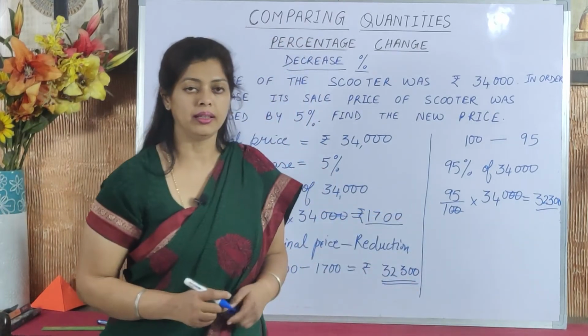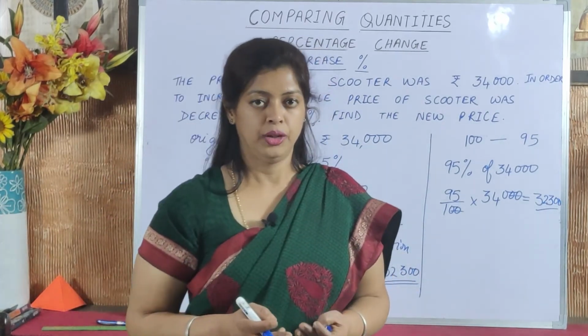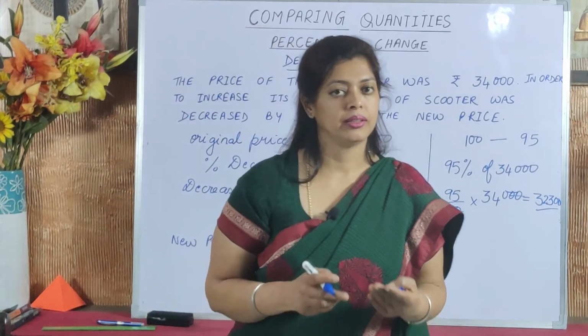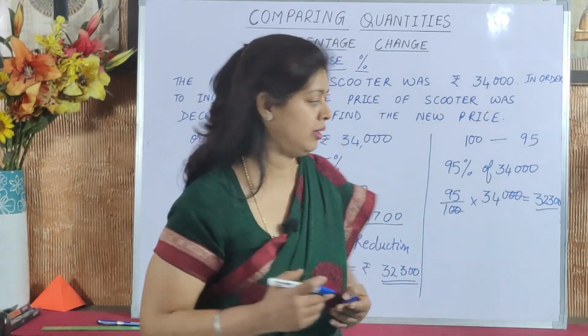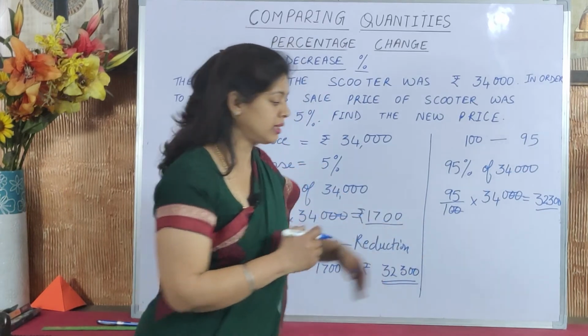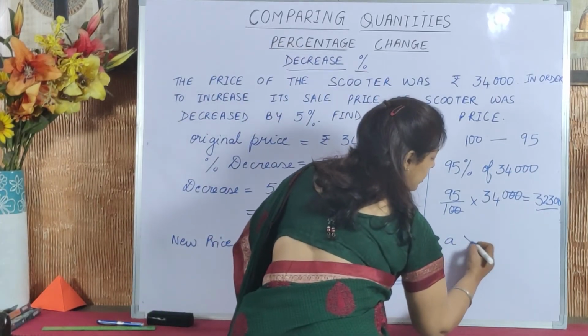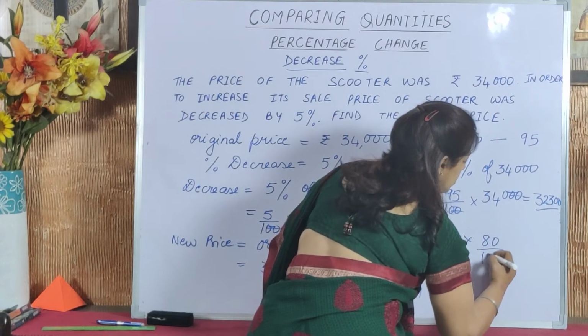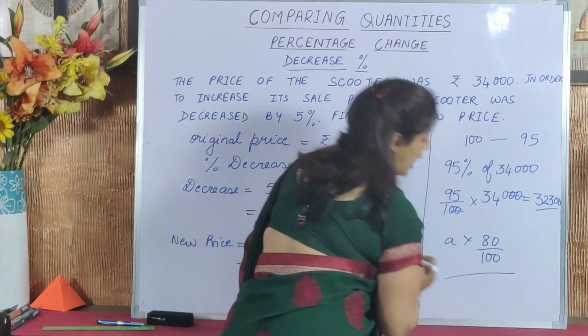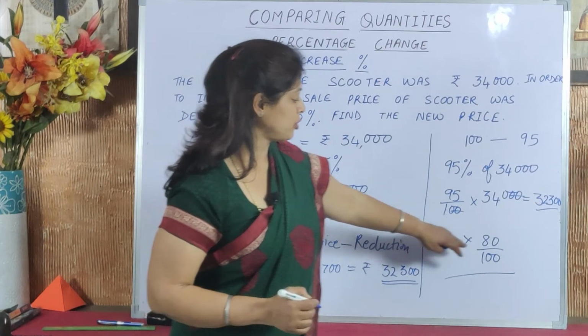Similarly, if there is a 10% decrease, you can multiply the number with 100 minus 10, that is 90 upon 100. And if there is a 20% decrease, you can multiply the original number by 100 minus 20, that is 80 upon 100. For increase we used to add, for decrease we have to subtract.